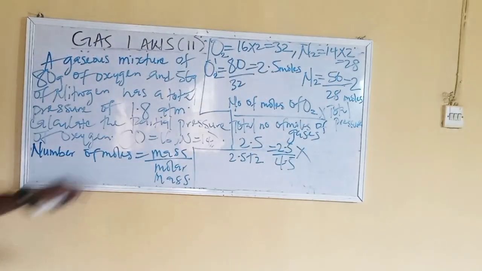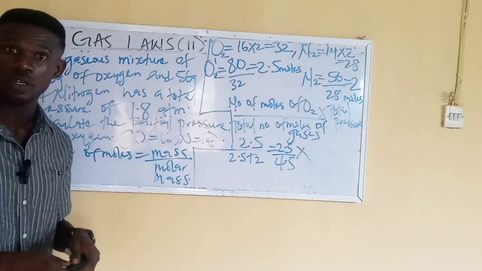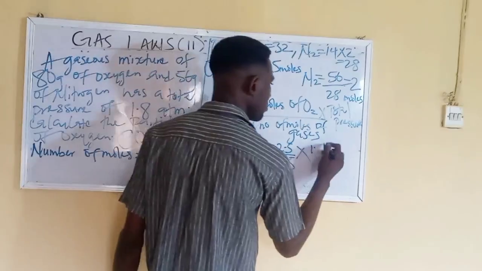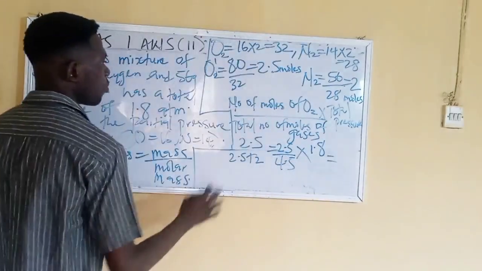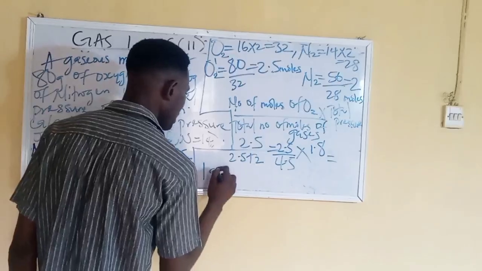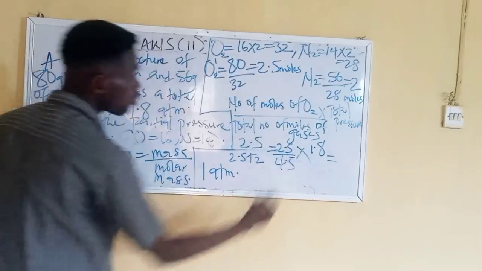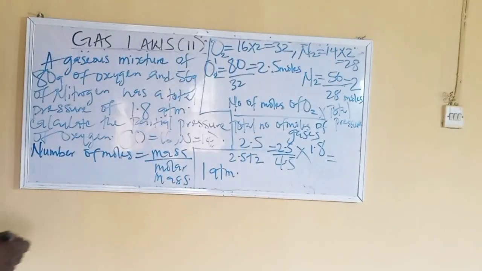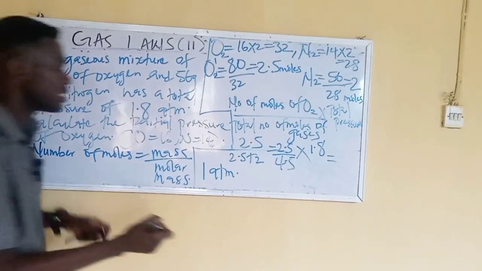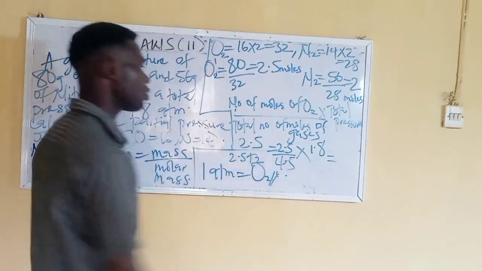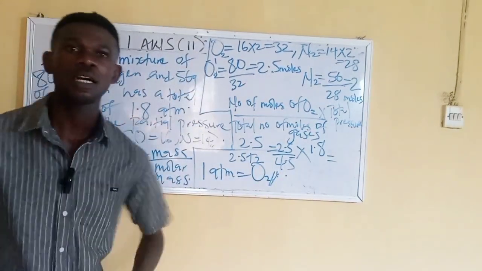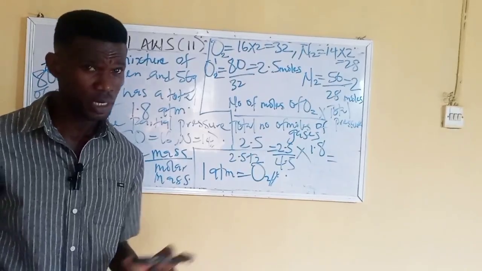What is the total pressure here? The total pressure is 1.8 atmosphere. So you have 1.8. When you carry out this multiplication, the result is 1 atmosphere. So the partial pressure of oxygen in this particular case is 1 atmosphere. That's how to carry out a calculation on Dalton's law of partial pressure.